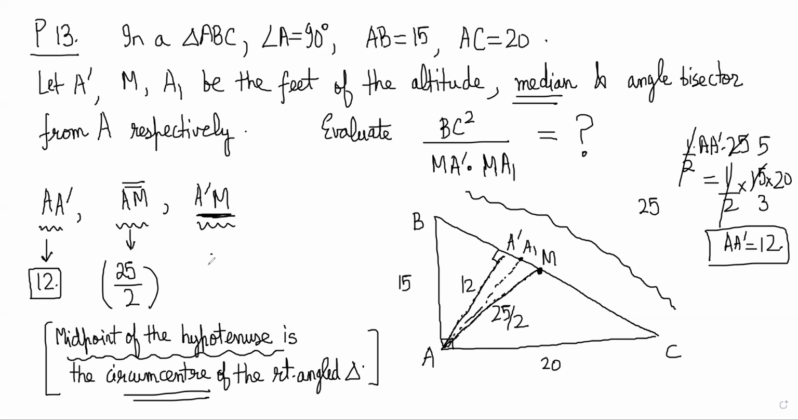It will be 625 by 4 minus 144 and square root of that. So that will come out to be actually 49 by 4, so 7 by 2. Pythagoras theorem in the triangle A dash M, which is the right angle triangle. I hope that is clear for everyone.